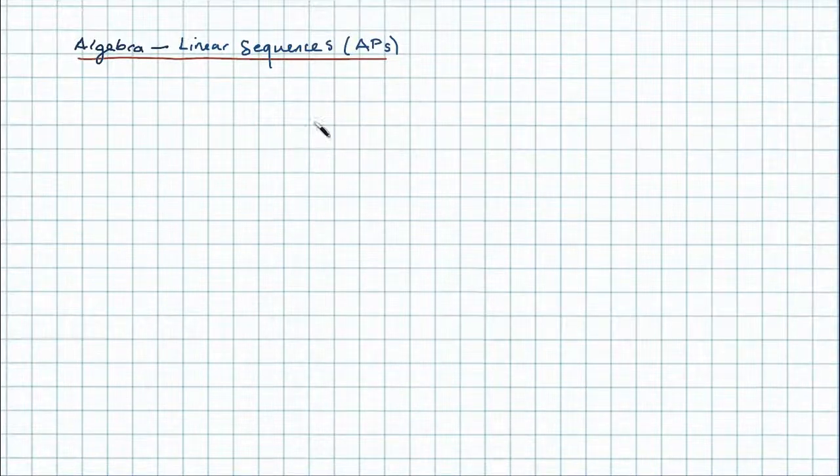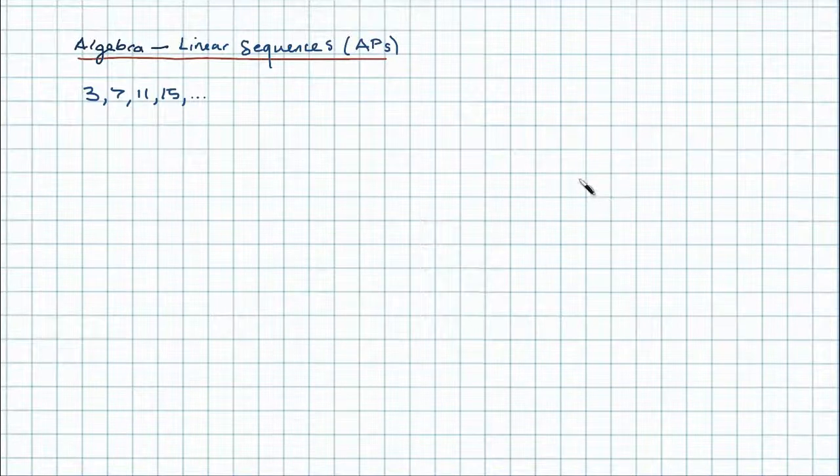Okay, so let's start with an arithmetic progression or linear sequence. And we'll keep it nice and simple. Let's start with something like this. So 3, 7, 11, you probably see where I'm going with this, 15, and let's just stop there and say, well, that goes on forever. Now what we can do immediately is plot this on a graph.